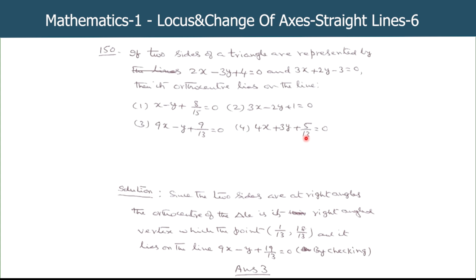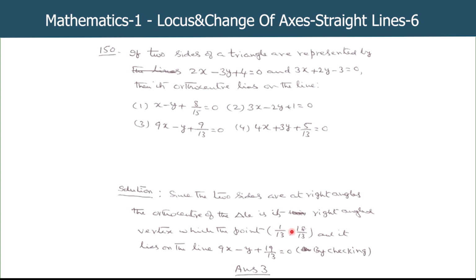That means the given triangle is a right angled triangle. For a right angled triangle, the orthocenter is nothing but the right angled vertex. So the orthocenter is nothing but (1/13, 18/13), and it lies on the line 9x minus y plus 19/13 equal to 0.